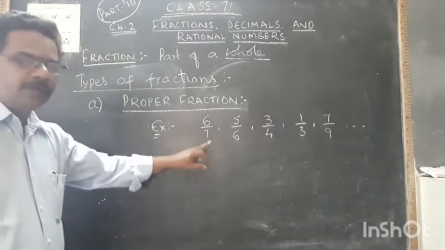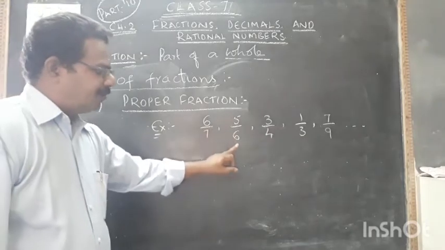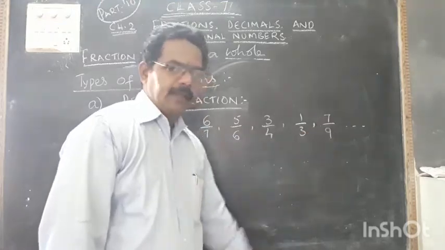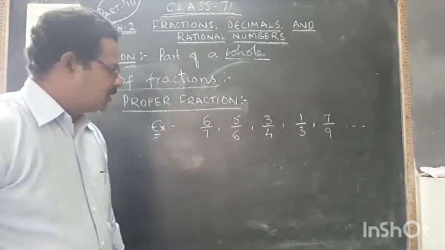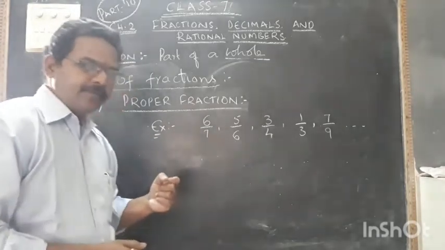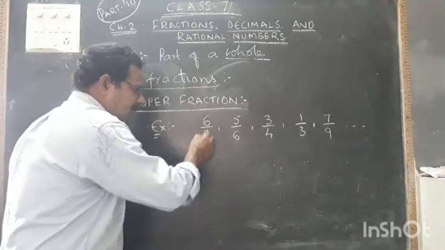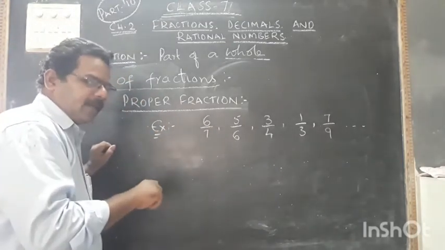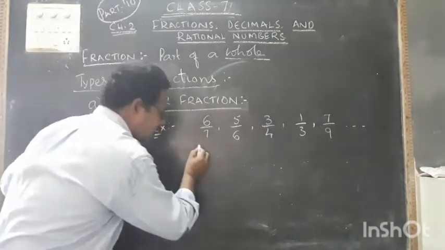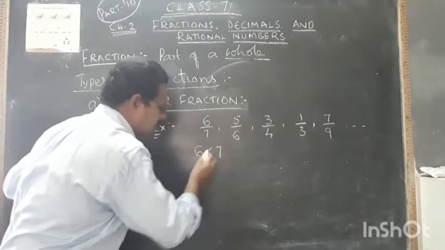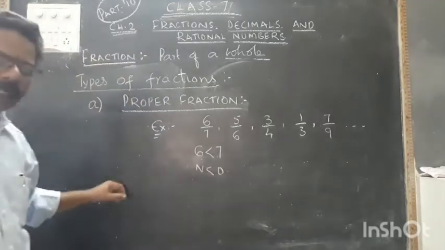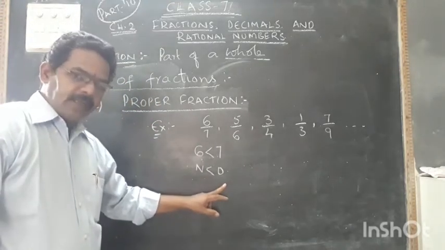The first one I have given you is 6 by 7. Second one 5 by 6, 3 by 4, 1 by 3, 7 by 9. Like that we can write any number of fractions, but here I have given you 5 examples. From these examples, compare the numbers, numerator and denominator. So 6 by 7, 6 is less than 7, which means numerator is less than denominator. Yes or no? Numerator is less than denominator.